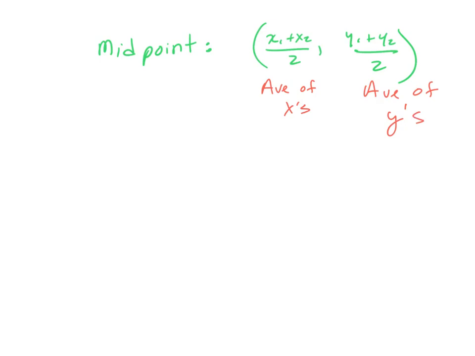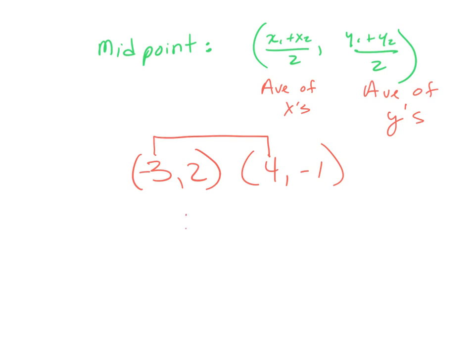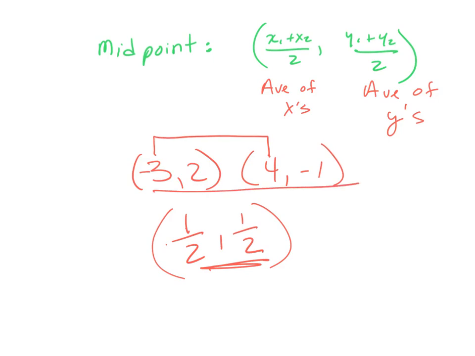That's what you're finding. So if I have points, let's do these: -3, 2, and 4, -1. Let's use the same points and find the midpoint. The midpoint is average of the x's. What is -3 plus 4? 1. What is 1 divided by 2? 0.5. And what is 2 plus -1? 1. Divided by 2? 0.5. So that is the midpoint of these 2 points. Now let's go see if that's true. Let's go back to the graph before.